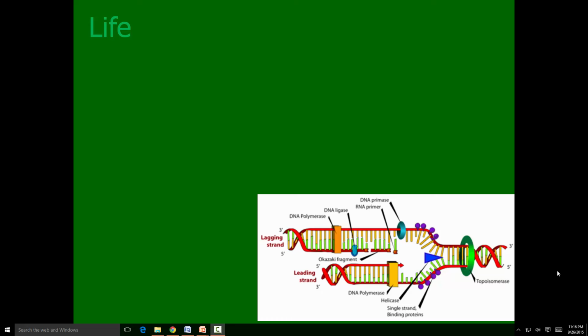Hello, and this is going to be Unit 2, Part 3, the last part for Oceanography Unit 2. And we're going to talk about the formation of life.